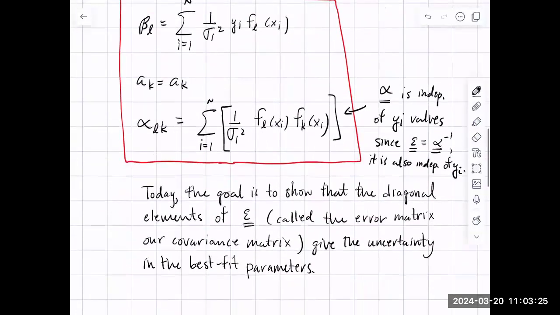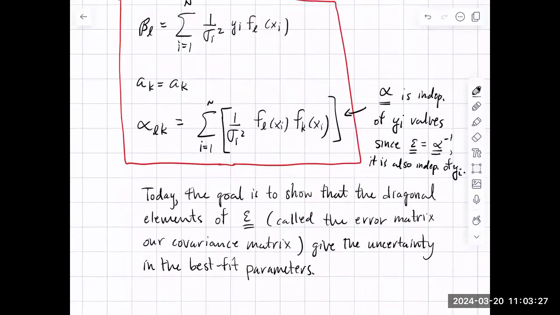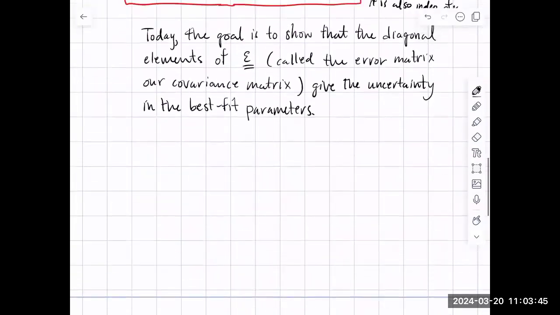Okay, so what we want to do today is show that the diagonal elements of the epsilon matrix, which is called the error matrix or the covariance matrix or the inverse of alpha, will give the uncertainties in our best fit parameters. Okay, and so that's the goal for today.